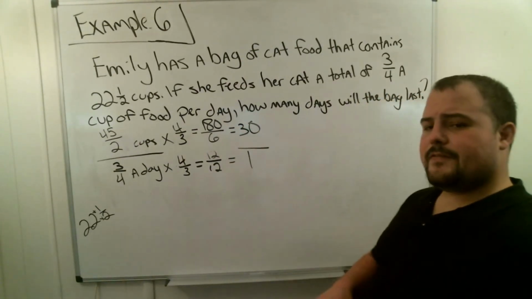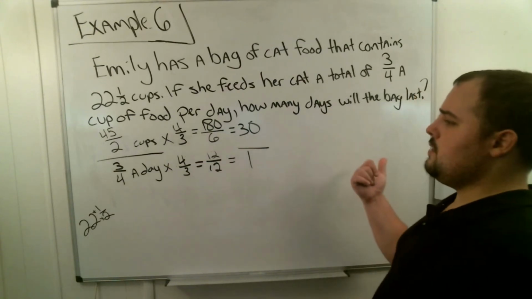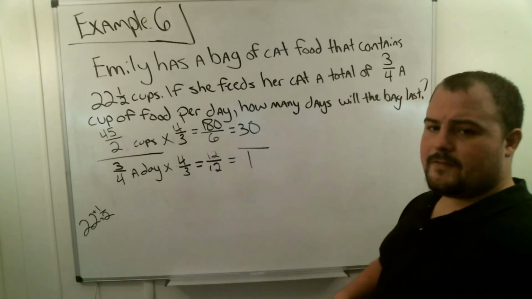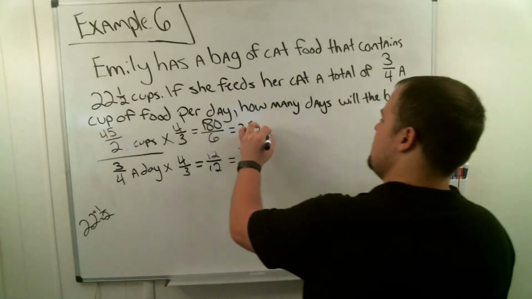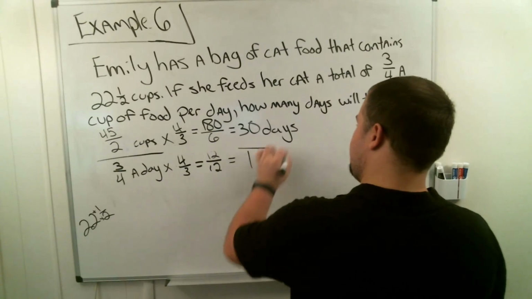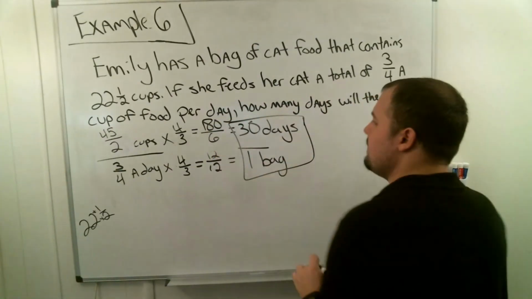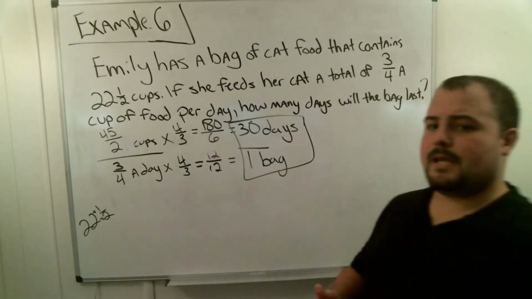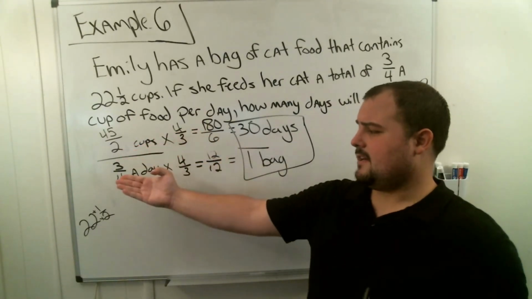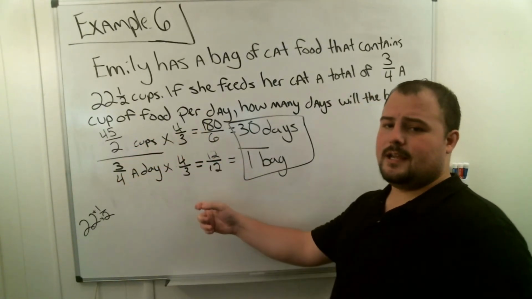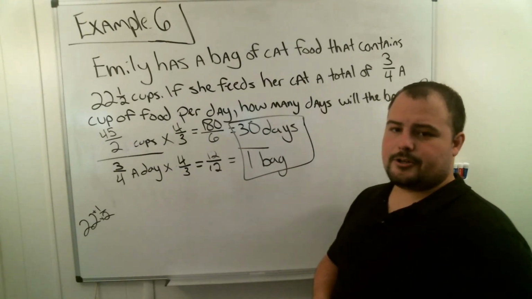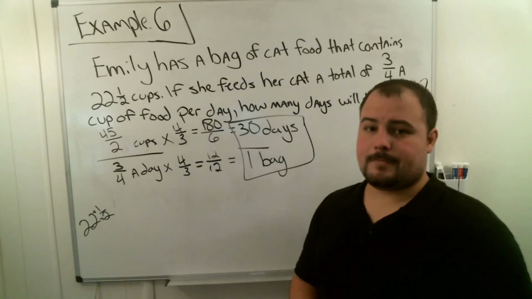So if I gave a cat 3/4 of a cup of cat food every day, that one bag of cat food would last 30 days for one bag. Based on this information, based on how much we have and how much we're using a day, it tells us how much we're going to have at the end. It would last 30 days for one bag.